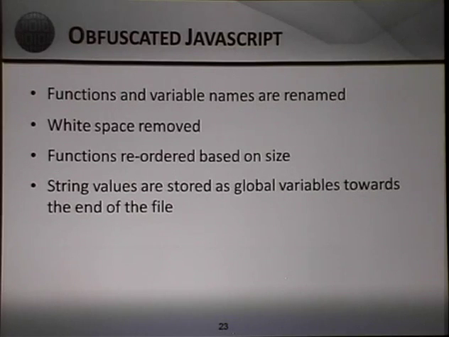So let's talk about the actual obfuscation that Google performs. The functions and variable names are all renamed. The white space is all removed. Functions are all reordered based on their size. And string values are all stored as global variables towards the end of the file.